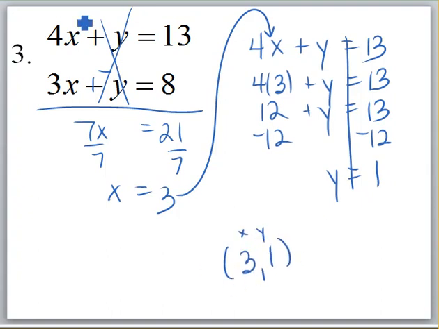I can check my solution. Plug in 3, plug in 1. That gives me 12 plus 1, which is 13. Plug in 3, plug in 1. I have 9 minus 1, which is 8. So they both work.